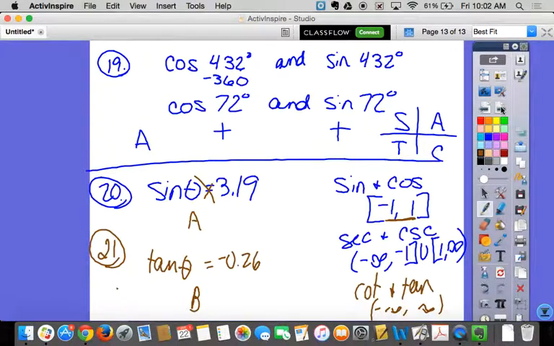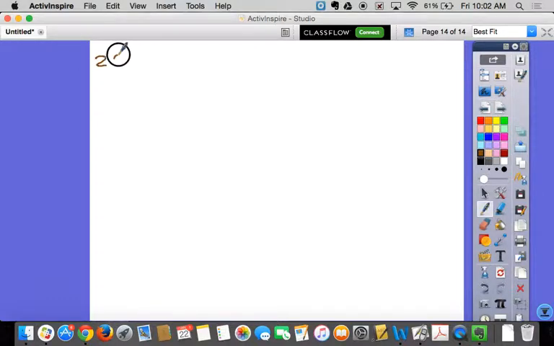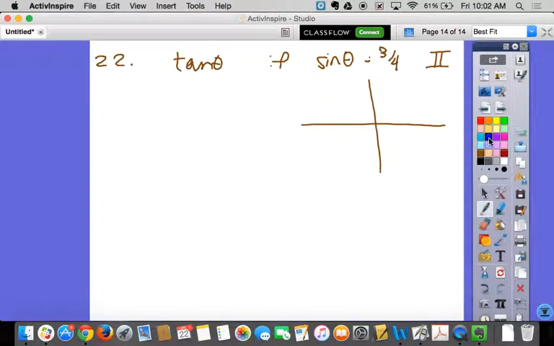Okay, moving on to 22. It says find tangent if sine is 3/4 in quadrant 2. All right, so your job, draw. This is why I tried to put extra space on the page so you had doodle space. Quadrant 2, give us a triangle, and let's label. Sine is opposite over hypotenuse. So opposite is 3, hypotenuse is 4.